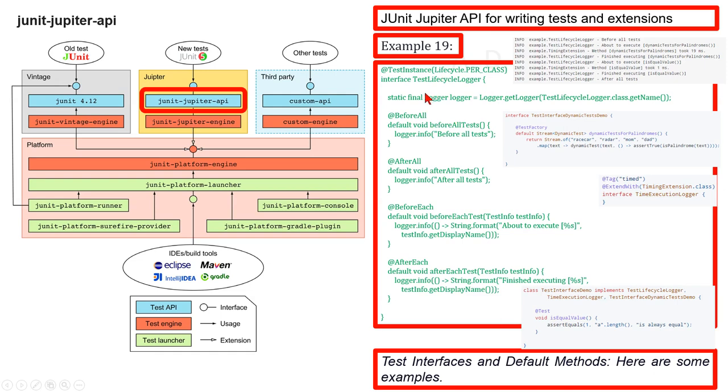JUnit Jupiter allows @Test, @RepeatedTest, @ParameterizedTest, @TestFactory, @TestTemplate, @BeforeEach, and @AfterEach to be declared on interface default methods.